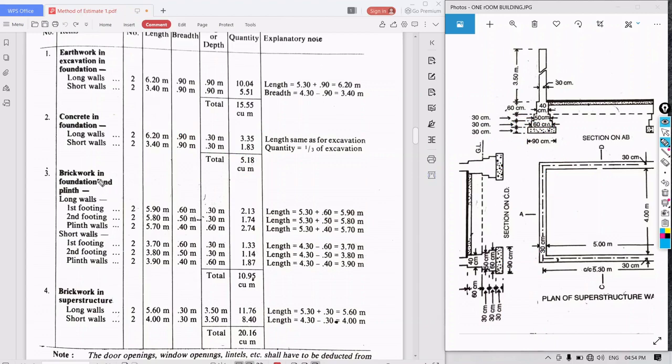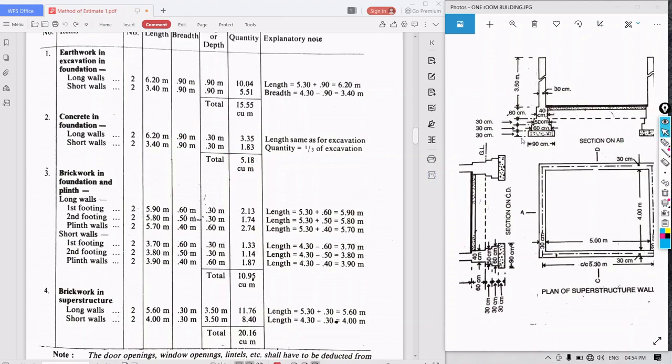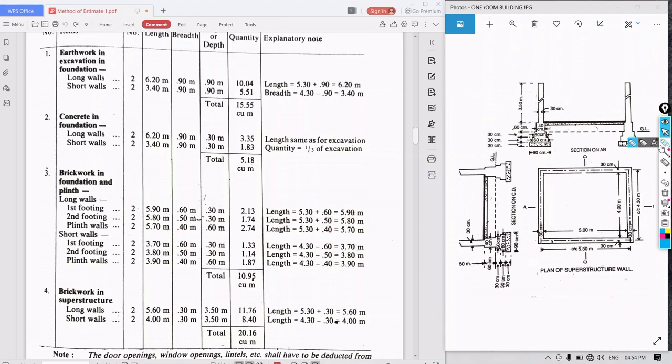Similarly, for brickwork in foundation and plinth. So this is foundation. Below the ground level, it is called foundation. So below the ground level, it is called what? Foundation. And above this, it is called what? So this is plinth. So pink color is plinth. So above the plinth, DPC will be there. Okay. So it is not asked. If it is asked, we will also find that. Okay. So after the plinth, after DPC, then brickwork will be there.